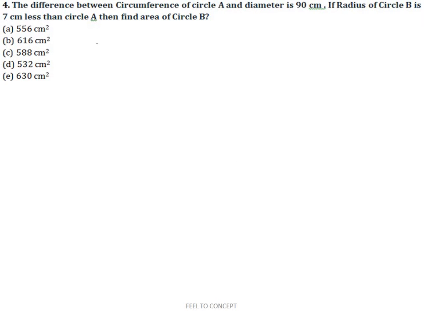The difference between the circumference of a circle and its diameter is 90 centimeters. If the radius of circle B is 7 centimeters less than circle A, then find the area of circle B. The difference between circumference and diameter is 90 centimeters. The formula is 2 pi r minus diameter, which is 2r, equal to 90.